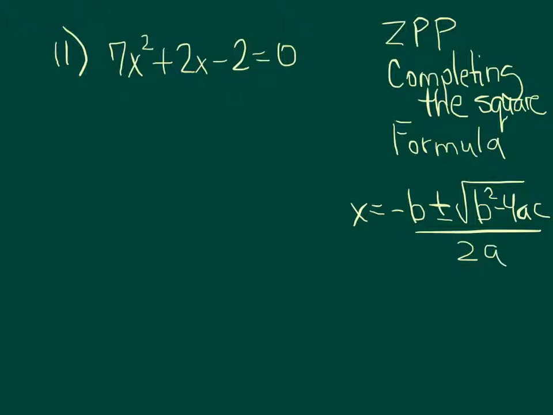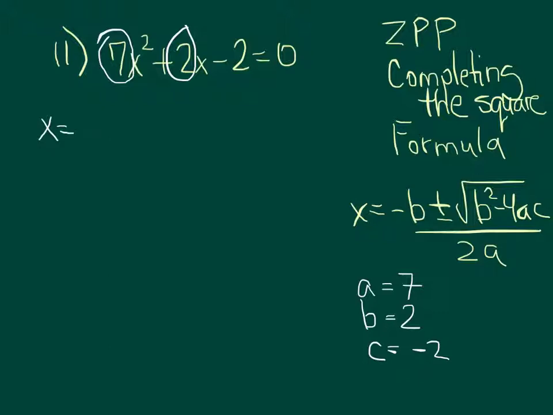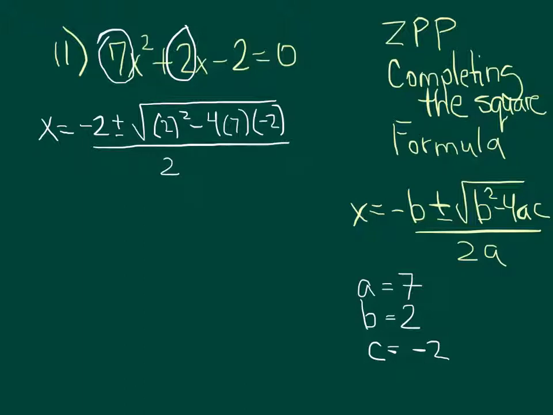So we know that a in this example is the coefficient of the x squared, so a is equal to 7. B is the coefficient of the linear term, 2. And then c is the constant, negative 2. I take those values and substitute them into the formula. So it's the opposite of b, so it's negative 2, plus or minus the square root of b squared, so 2 squared, minus 4ac, times 7 times negative 2, all over 2a, and a is 7. You must show all of this work. You can't just skip steps here, folks.